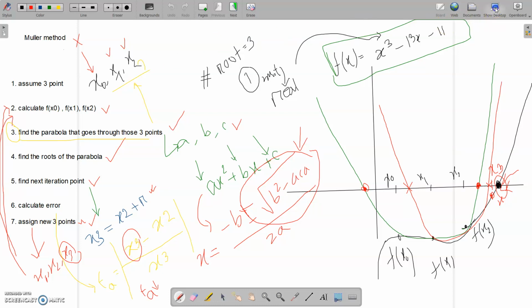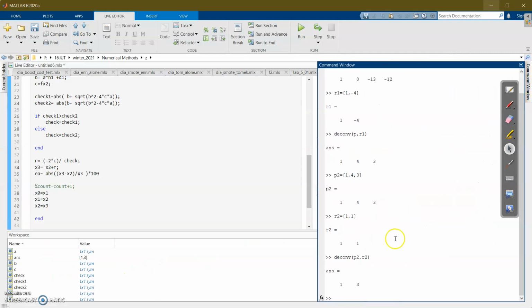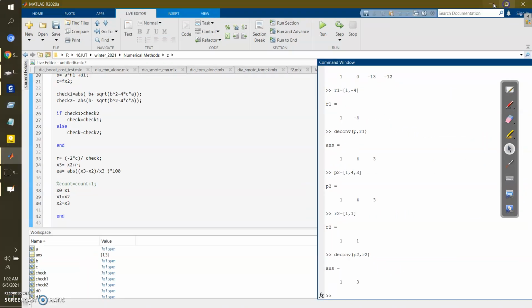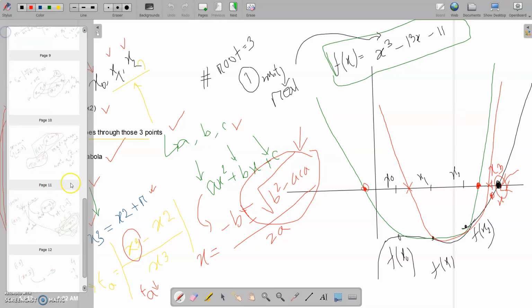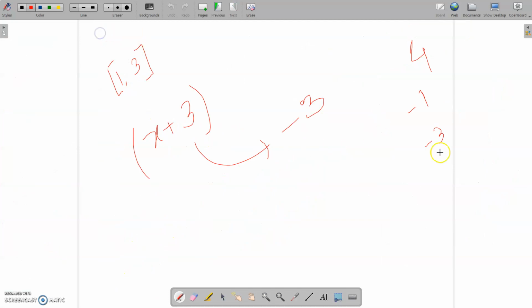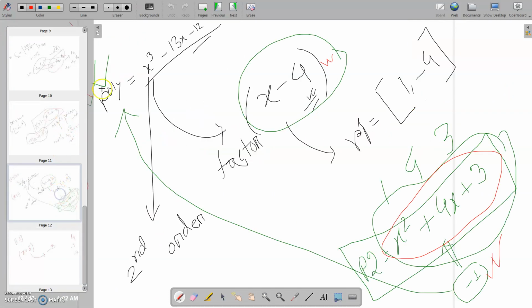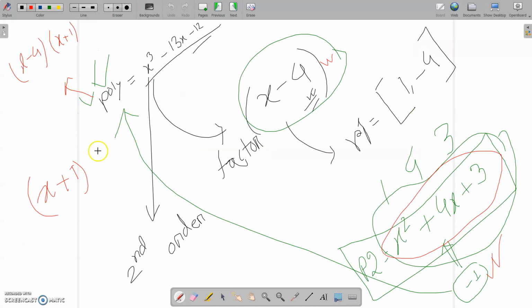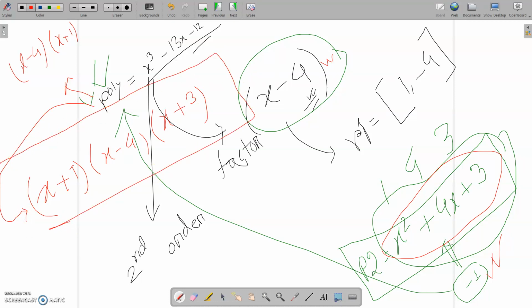As you can see, if this is my equation, we can write this original polynomial as x plus 1 into x minus 4 into x plus 3, like this. This is another way of representing a polynomial. So we have actually calculated it and found the roots this way.